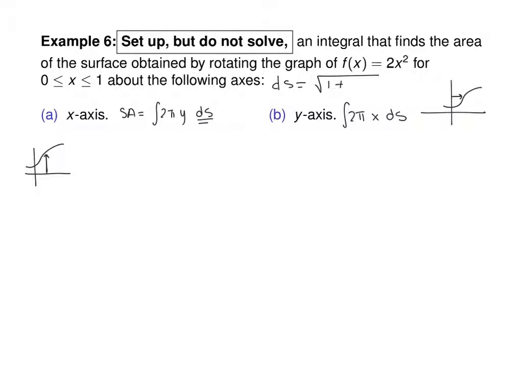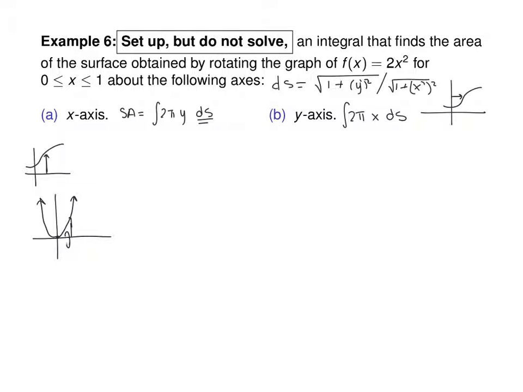And that ds comes from the arc length formula. It's the square root of 1 plus y prime squared if you want to use x's in your equation, or you could do 1 plus x prime squared if you want to use y's in your equation. Just depends on the context. So we're rotating 2x squared between 0 and 1, so a parabola, about the x-axis.